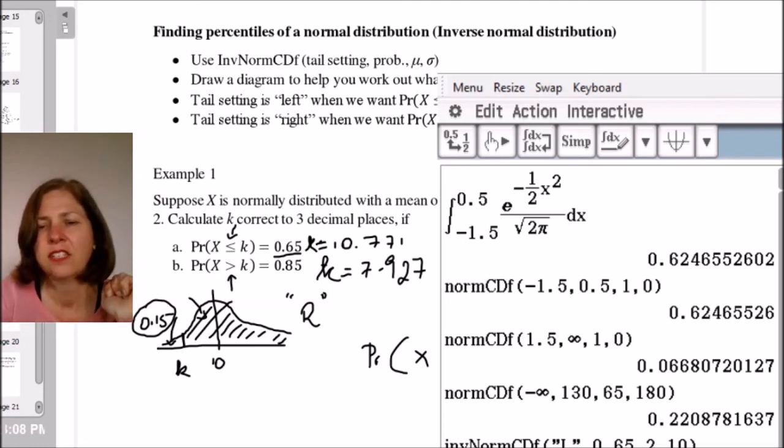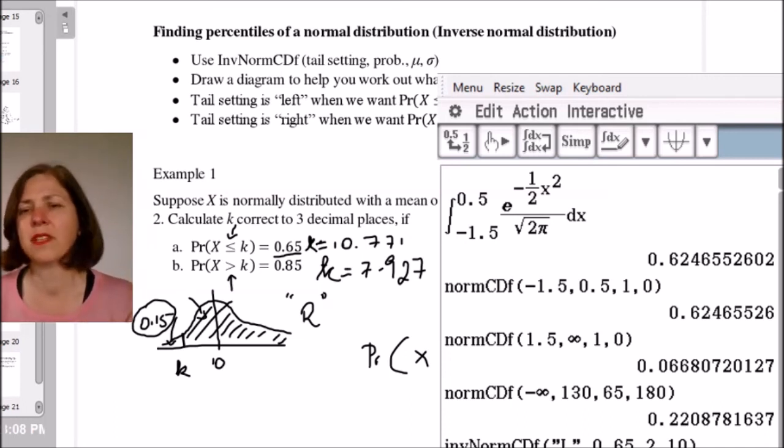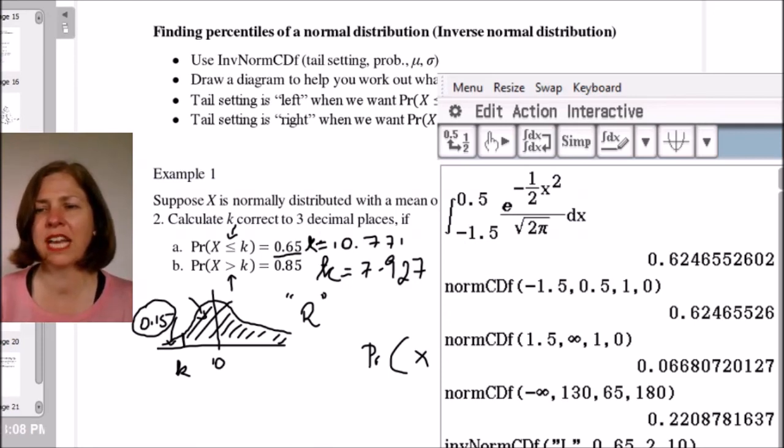Okay, so remember that you can always use the symmetry if you needed to do that calculation. Okay, and that's the end of our video on calculating probabilities.